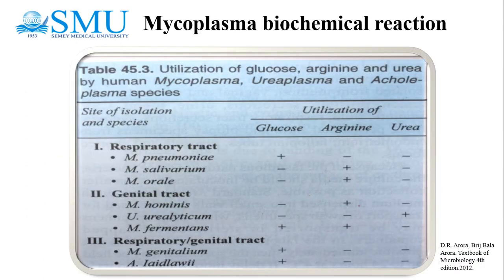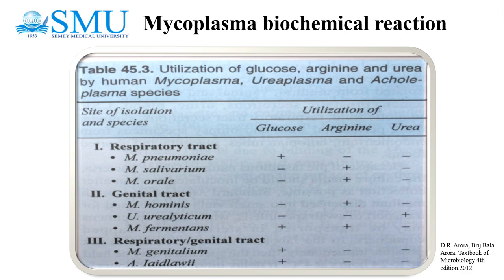Next, Mycoplasma biochemical tests: glucose, arginine, and urea tests. Mycoplasma pneumoniae, Mycoplasma fermentans, Mycoplasma genitalium, and others utilize glucose and other carbohydrates. Mycoplasma salivarium, Mycoplasma orale, Mycoplasma hominis, and Mycoplasma fermentans utilize arginine as a major source of energy.